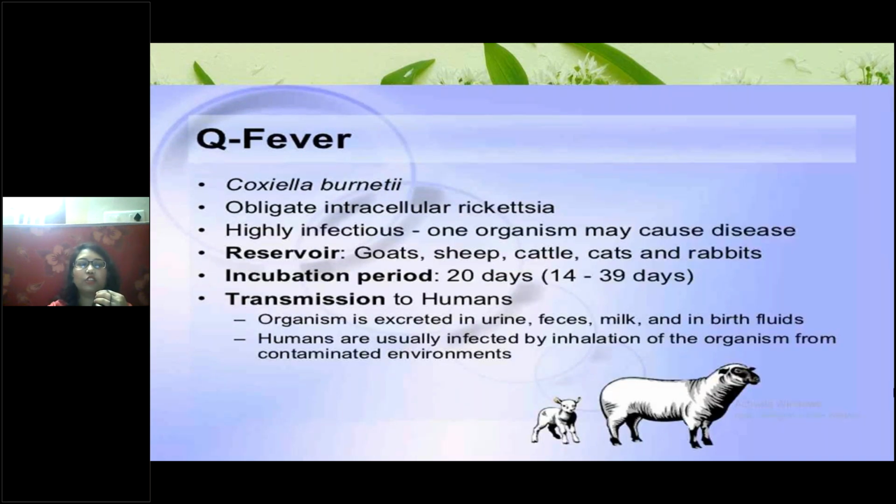So then there was Q fever. You might remember in the Rickettsia chapter, there was Q fever caused by Coxiella burnetii. Even though Coxiella is not a typical organism, it is an intracellular organism, and it is a highly infectious organism. Even one organism can cause disease. The reservoirs are goats, sheep, cattle, and the transmission to humans is through urine, feces, milk, birth fluids, and inhalation of the organism from contaminated environments.